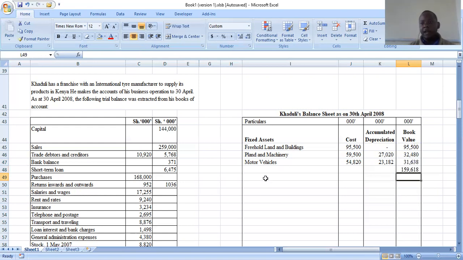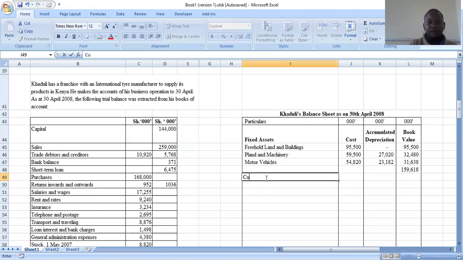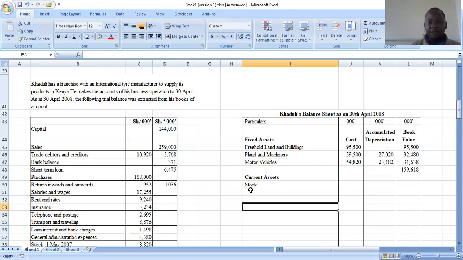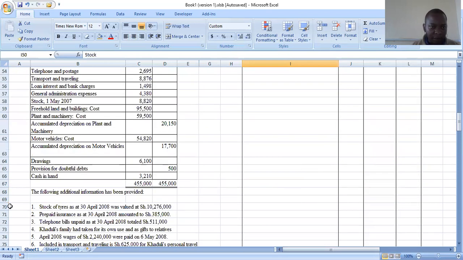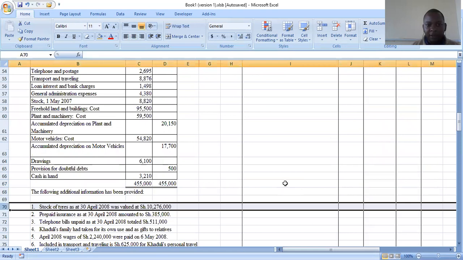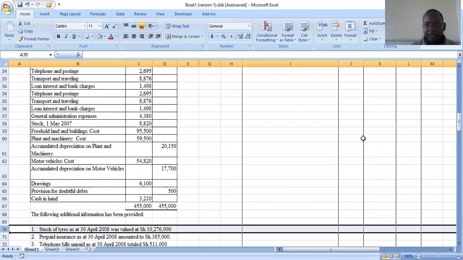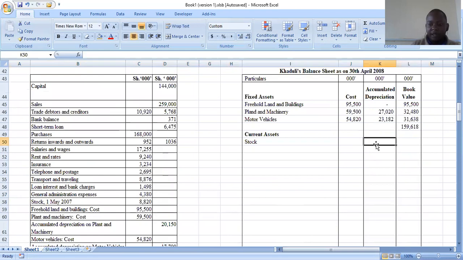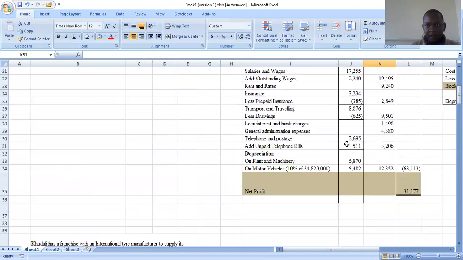Then we have the current assets. We begin with stock. In the order of permanency, we begin with the most permanent asset to the least permanent. So for the current assets, stock is assumed to be more permanent. So stock, the closing stock as on 30th April 2008, is 10,276. So you have it here, 10,276.